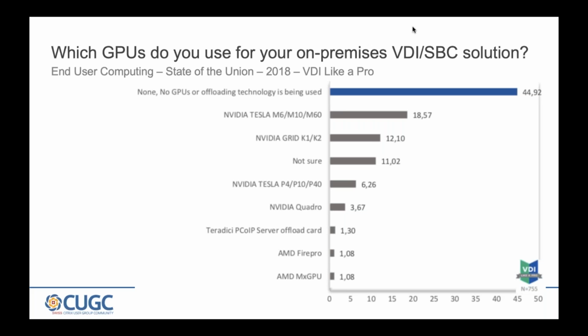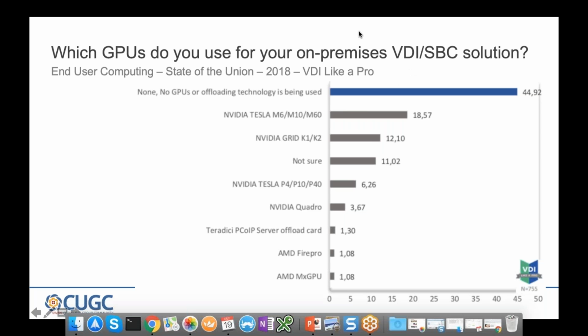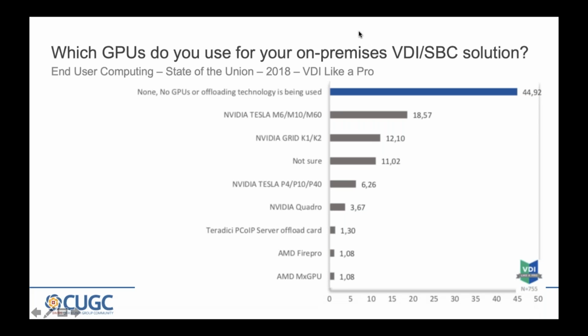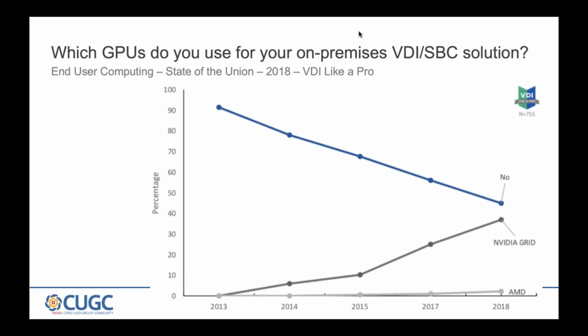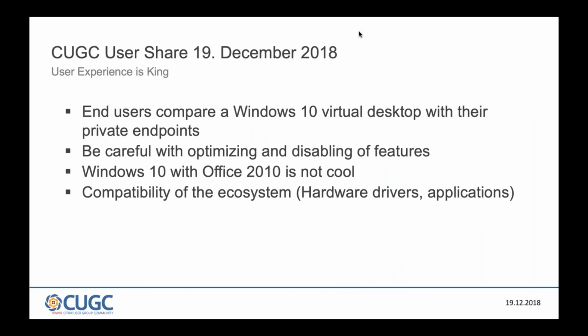VDI Like a Pro has also done some questions about the GPUs people use in their VDI deployments. As you can see on these results, about 50% probably don't use GPUs, not yet, and the other ones are looking into or using some sort of GPUs in their solutions. When we look at the trends, we can definitely see that GPUs are a growing thing, going up from year to year. So the future probably will be GPUs everywhere.